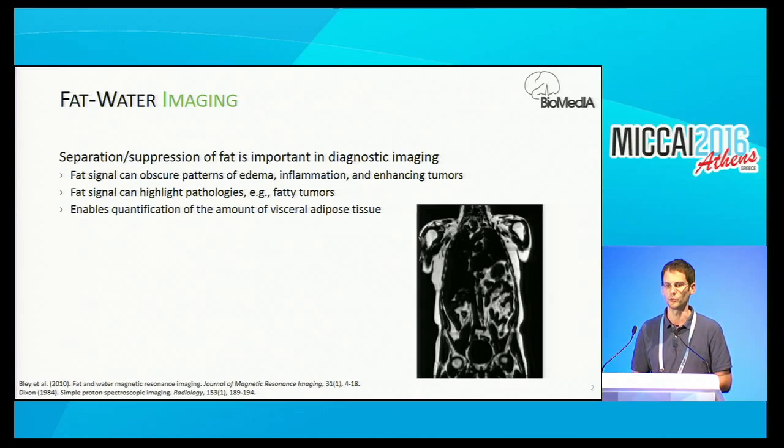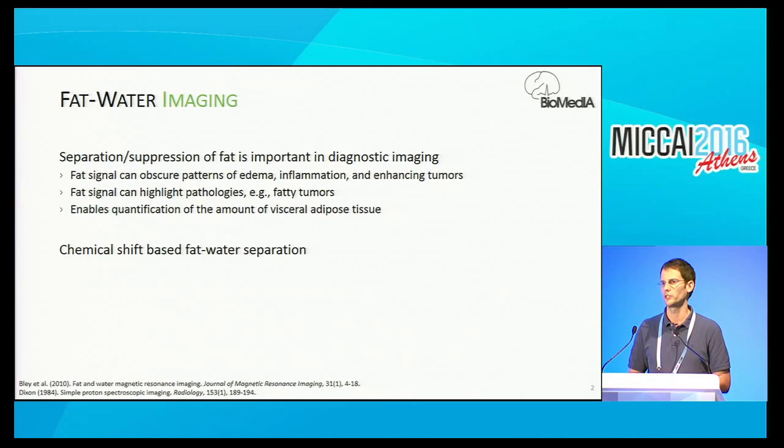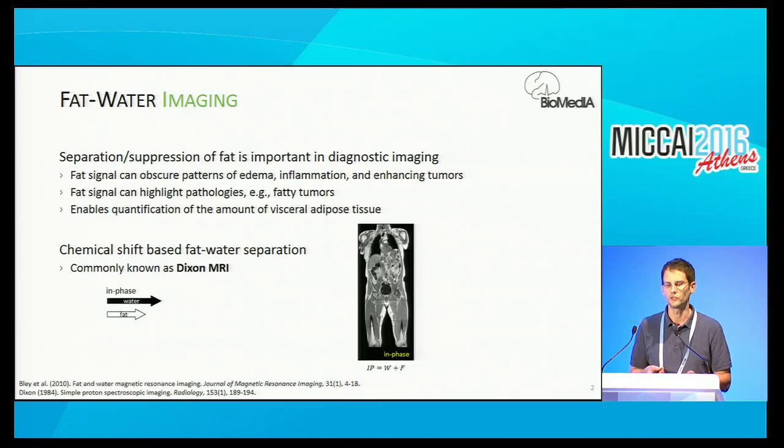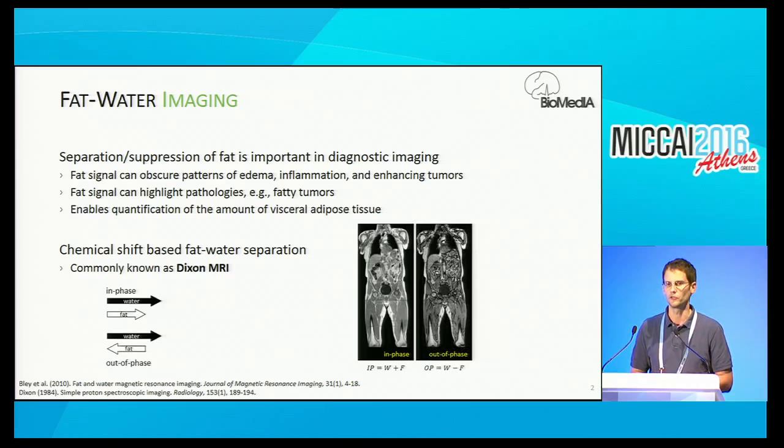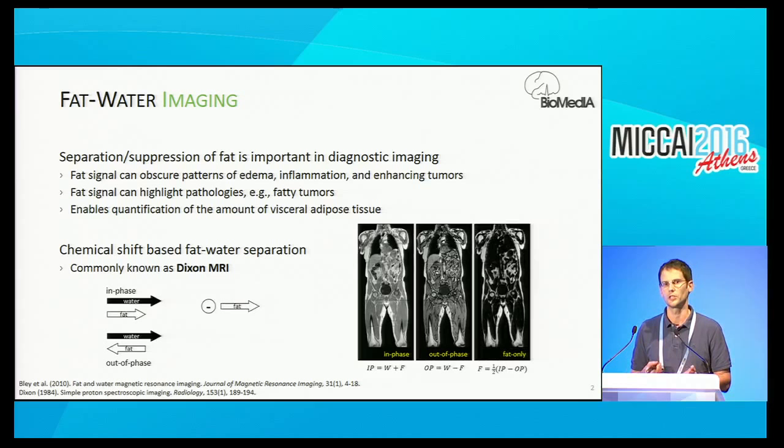A widely used technique is chemical shift-based fat water separation, which is commonly known as Dixon MRI. In the very simplistic form of Dixon MRI proposed in '84, we simply acquire two images at two different phases, one in-phase image and one out-of-phase image. Now, if we just subtract the two, we can obtain an image which has only fat signal because the water cancels out. If we add the two, the fat should cancel out and we can obtain a water-only image.